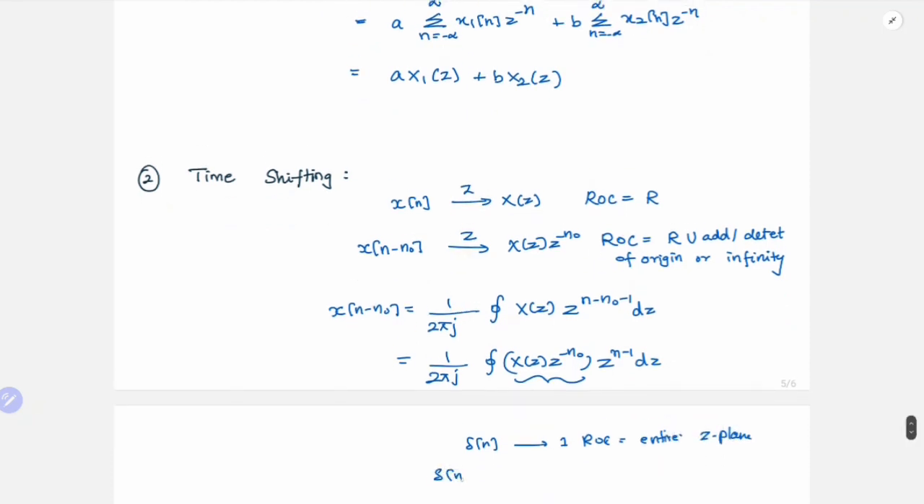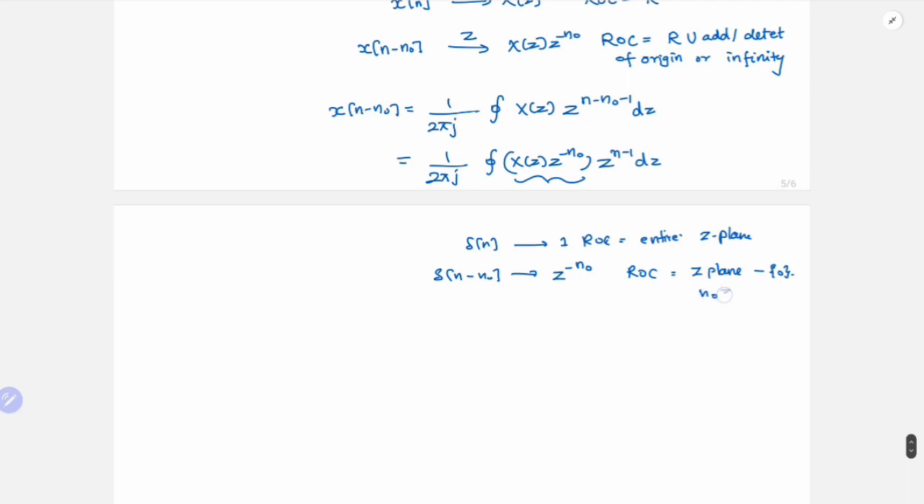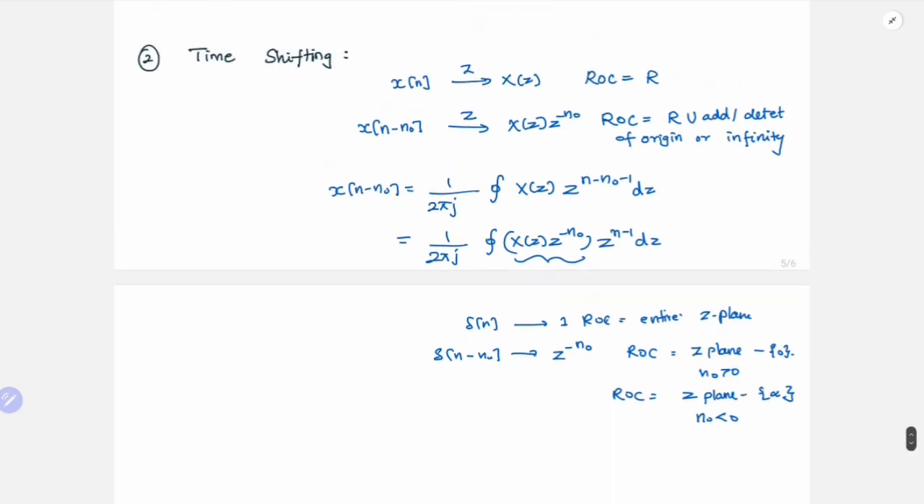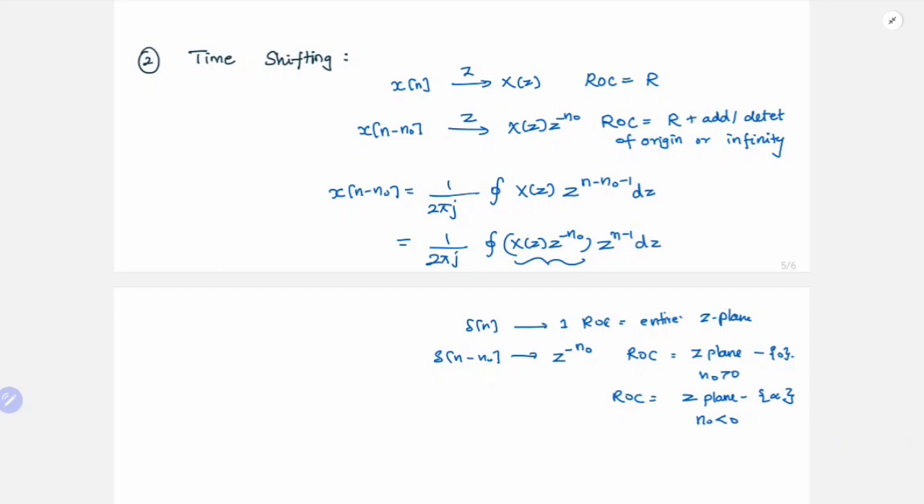So if you push delta of n minus n naught, and n naught is positive, then you will have z power minus n naught. Now you can't include 0 in the ROC. So ROC equal to z plane minus 0, correct? For n naught greater than 0, and ROC equal to z plane minus infinity for n naught less than 0, because you will have positive power of z and you can't substitute infinity. So that is why there is this addition or deletion of origin or infinity. So that one you have to take care.